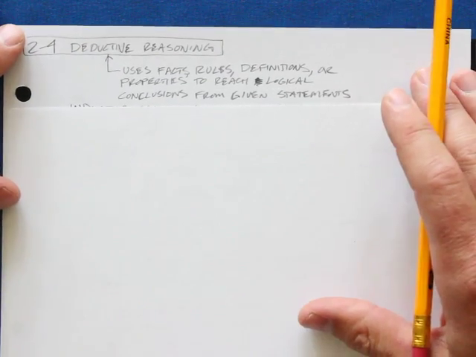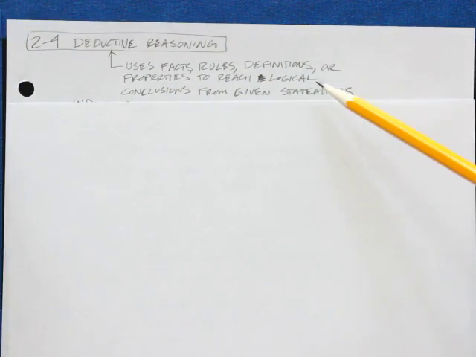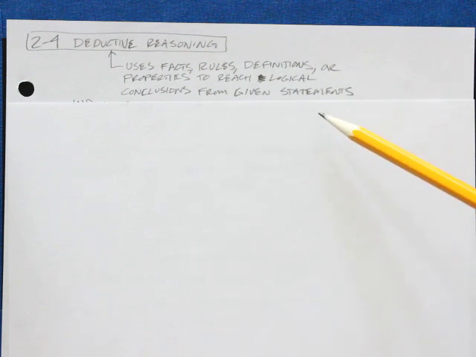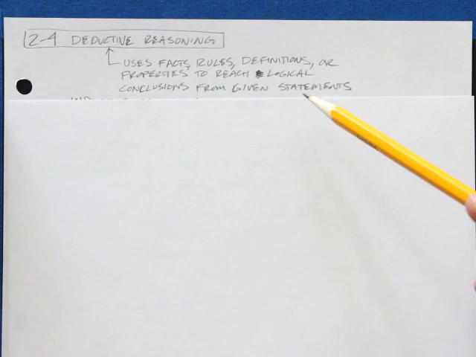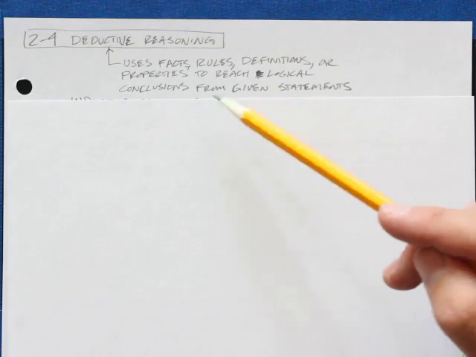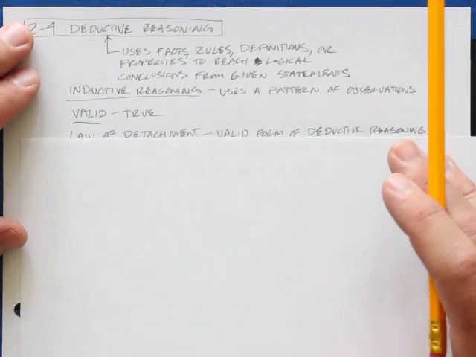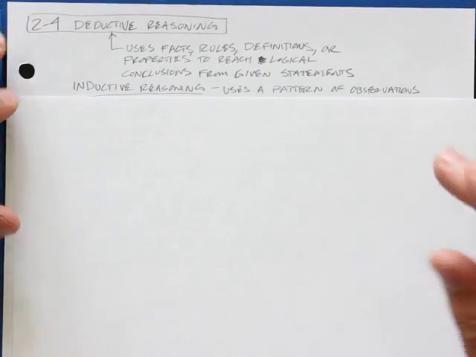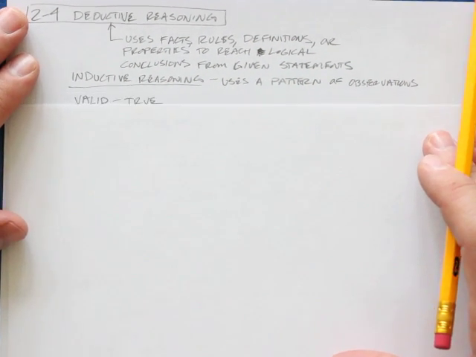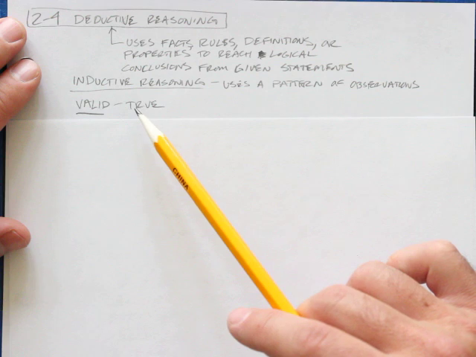Now deductive reasoning, draw a little arrow there, uses facts, rules, definitions, or properties to reach logical conclusions from given statements. So, from statements that I'm given, I'm going to use things that I know in order to make a logical conclusion. That's what this is saying. Inductive reasoning uses a pattern of observations. And another term that we need to know is valid is true.